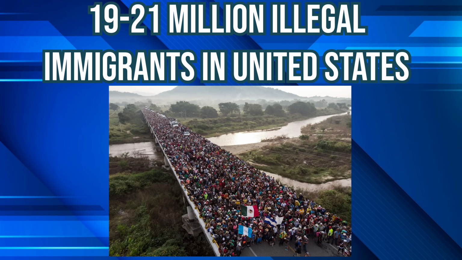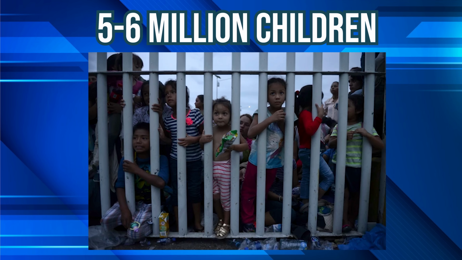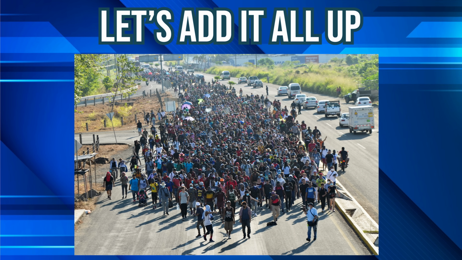in the United States. When you factor in the children that they have birthed illegally since they've been here, this number becomes quite staggering. There have been between 5 to 6 million children born here in the United States to illegal aliens.